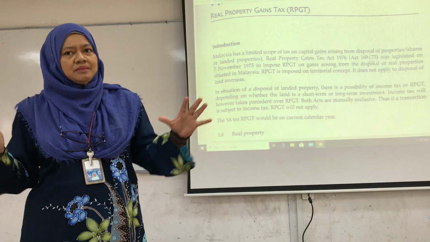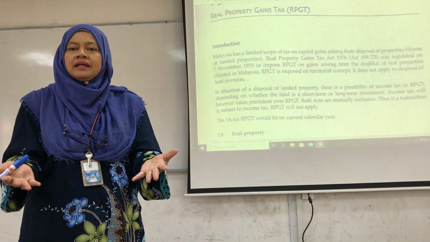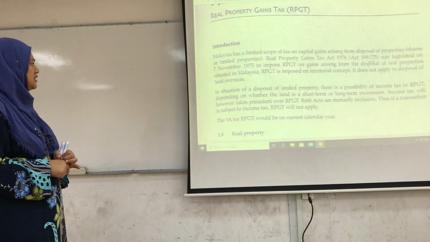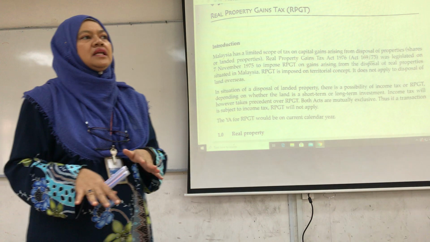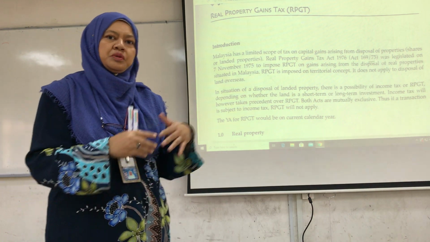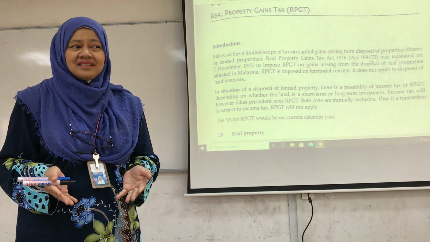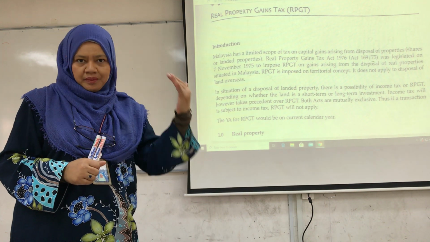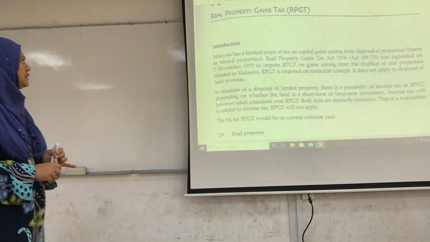But if the land is your long-term asset, it means that you hold the land for a period of time, and then after several years, only then you want to dispose of the land, then that will attract RPGT. Alright? They are mutually exclusive, thus if a transaction is subject to income tax, RPGT will not apply. And RPGT would be on the current calendar year. So if you are given a scenario, you have a land and then the land was disposed of, and then whether the gain is subject to RPGT or income tax. That is normally a question on a theoretical basis, where you have to justify whether the income is subject to RPGT or the income is subject to income tax based on your explanation. Yeah, so that is on the introduction.